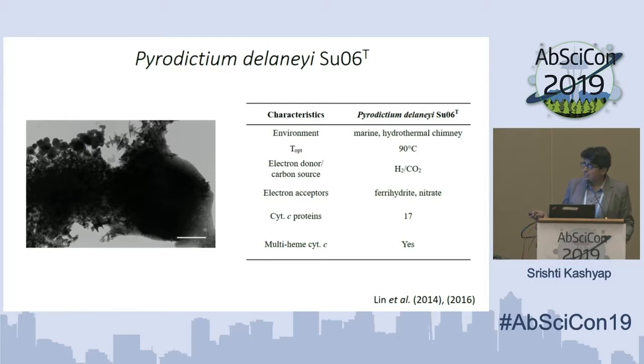And when it comes to electron acceptors, it can only really use an insoluble iron oxide such as ferrihydrite and nitrate, but it is unable to use any soluble iron, such as ferric citrate, or any macroparticulate crystalline oxides, such as goethite, hematite, or maghemite. Now, when it comes to looking at its genome, we find that its genome encodes for 17 predicted c-type cytochromes, and many of these c-type cytochromes are actually multiheme proteins, which we know from model mesophilic bacteria are essential for extracellular electron transfer.